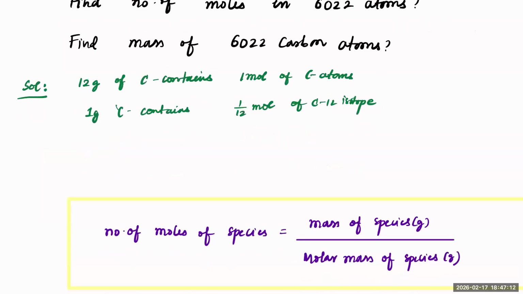Right. Next, if you have 0.24 grams, let's calculate what this much carbon contains: 0.24 into 1 by 12. Now this is 0.02 moles. All okay? Yes.